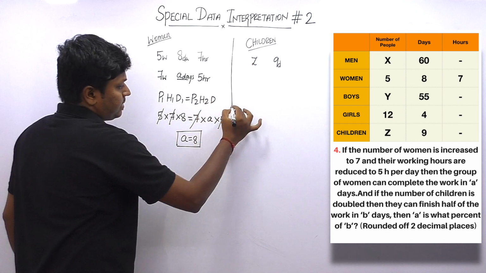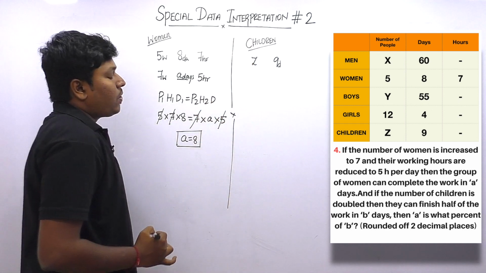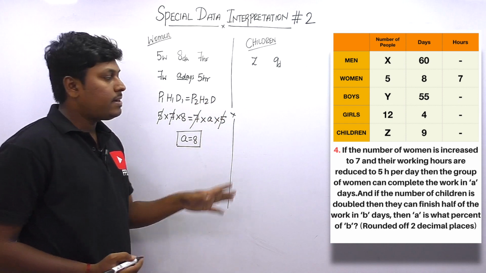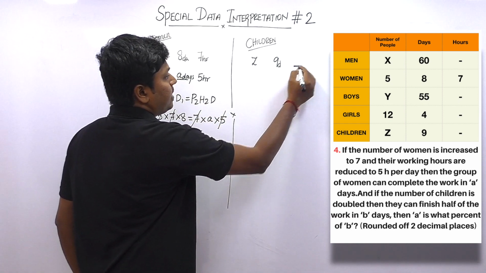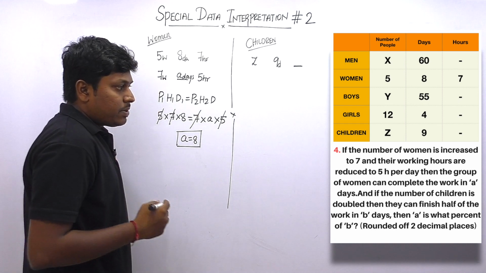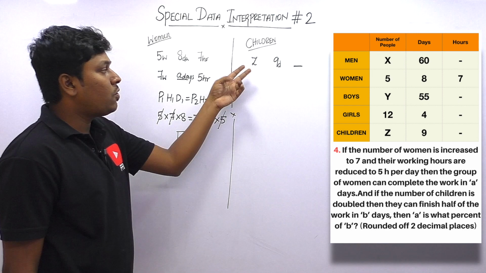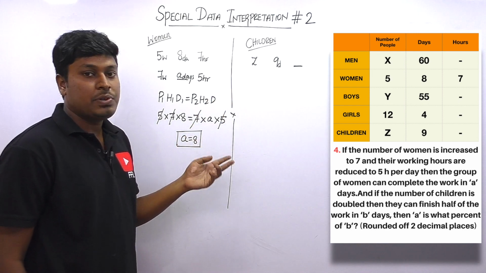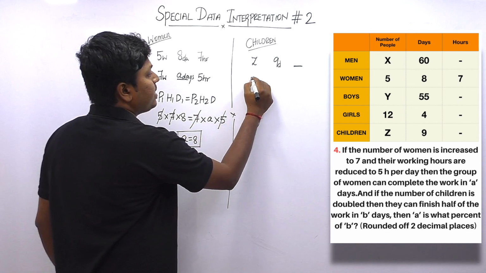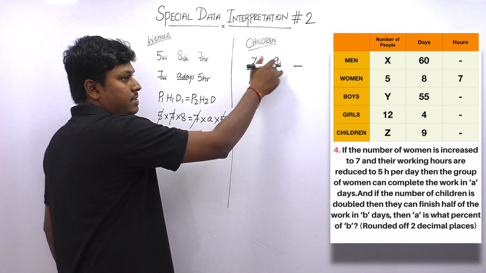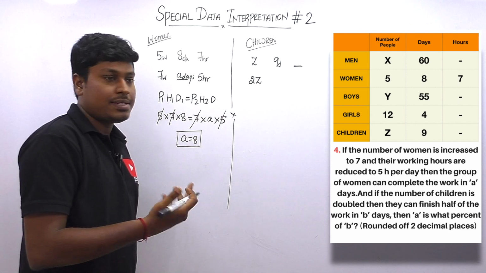So next is children, right? So according to the chart, they have given Z number of children can complete a piece of job in 9 days, but the hours are not mentioned here, right? And listen here, according to case number 2, if the number of children is doubled, right? Already we don't know how many children are working, but in case number 2, if the children is doubled, so let me take it as 2z. So got it. So z number of children can complete the work in 9 days. Now the children is doubled, so let me assume this as 2z.